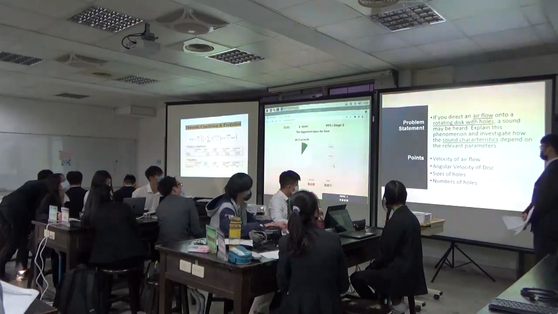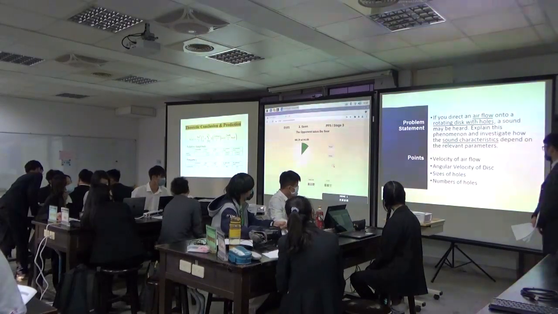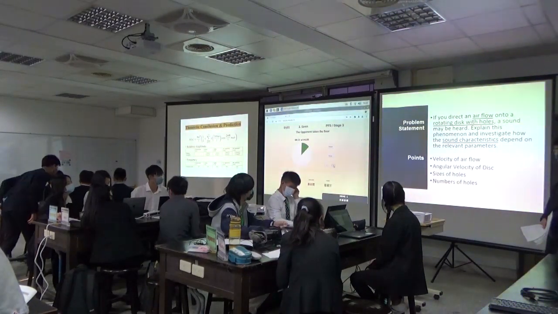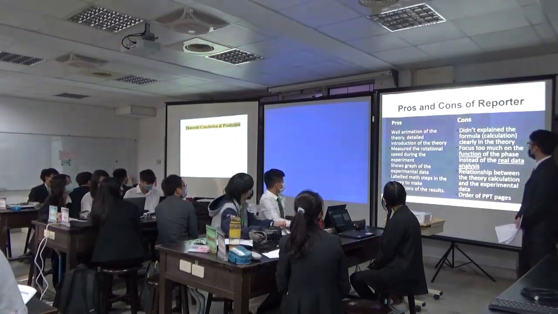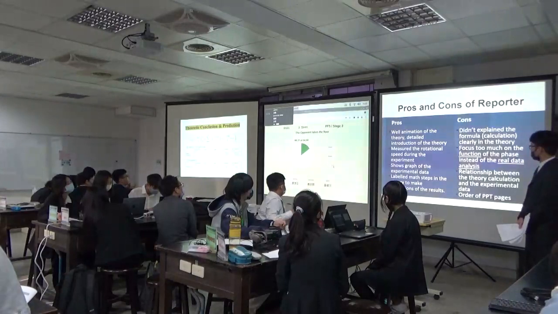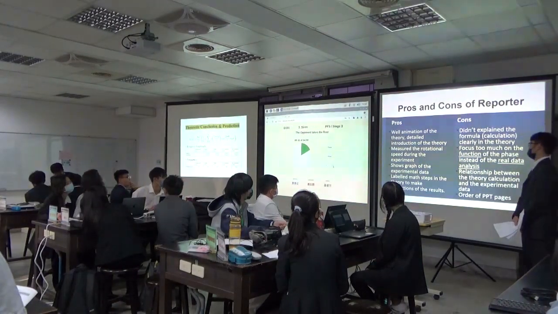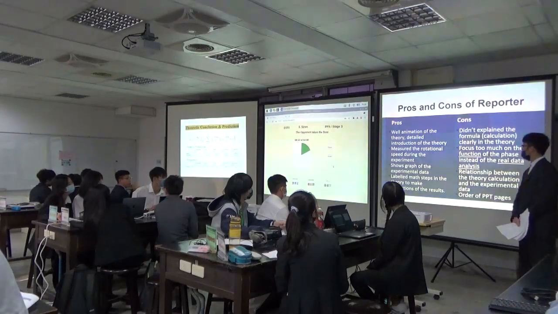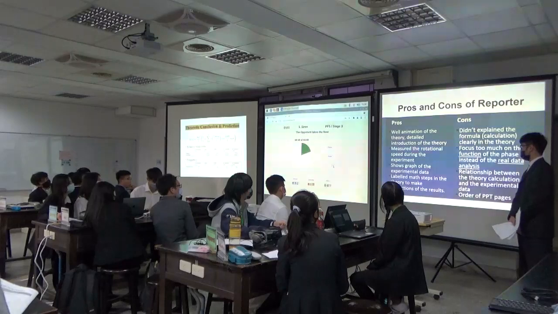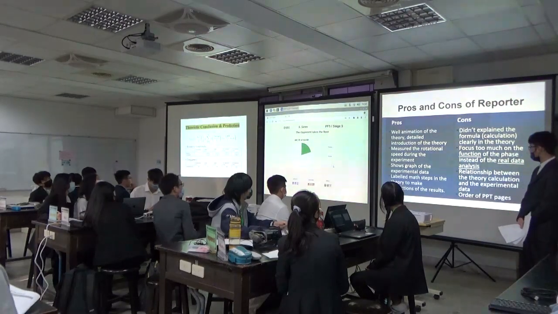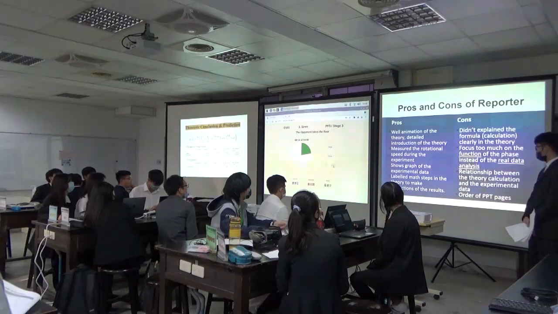The relevant parameters are the velocity of airflow and angular velocity of the disk, and also the size of the holes and the number of holes. And now let's talk about the pros and cons of the reporter. The pros are that he has a good animation of the theory, a detailed introduction of the theory, and he also measured the rotational speed during the experiment.